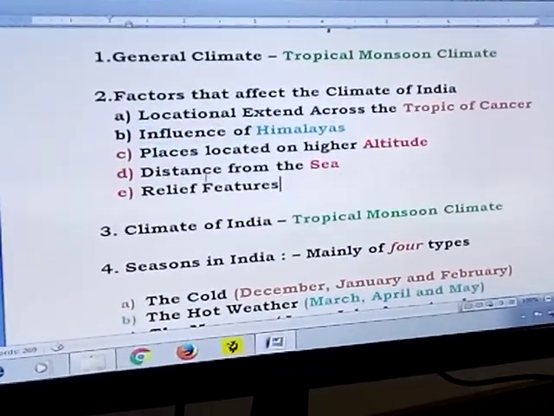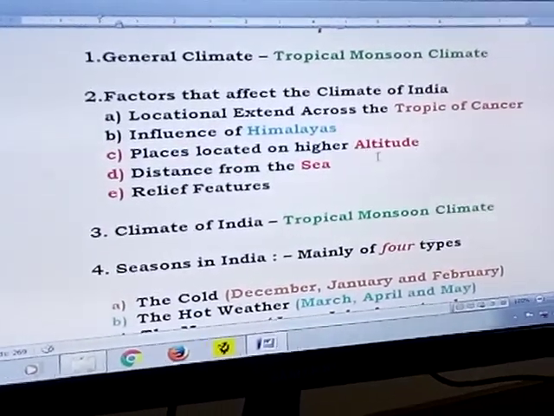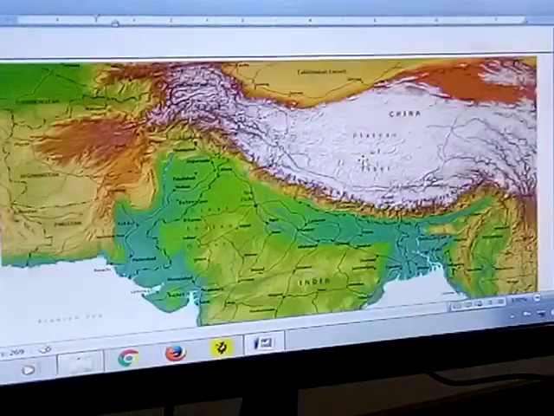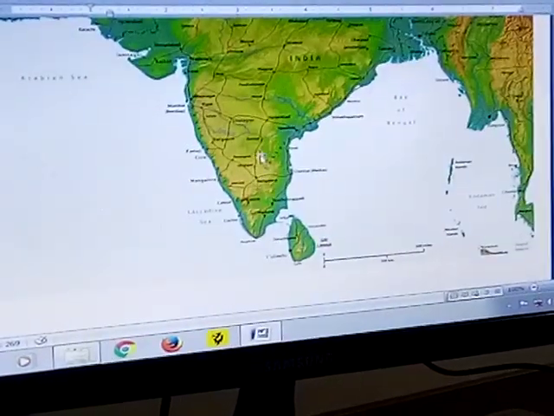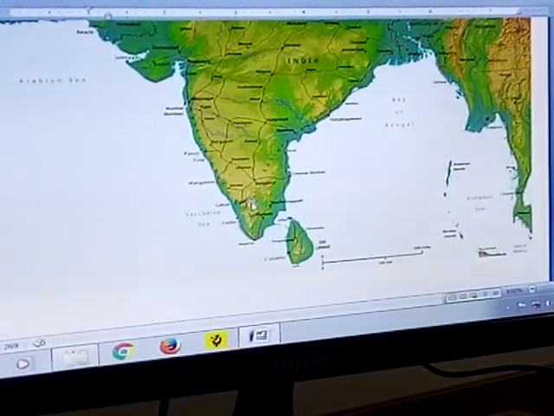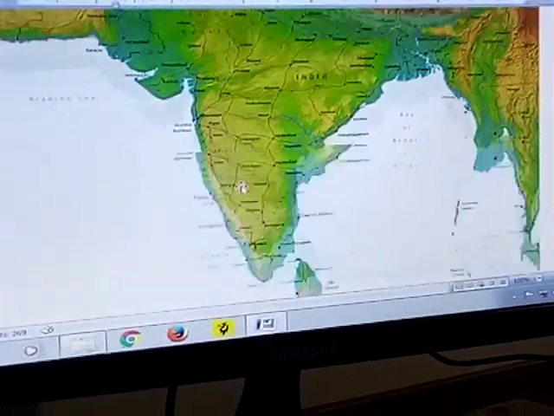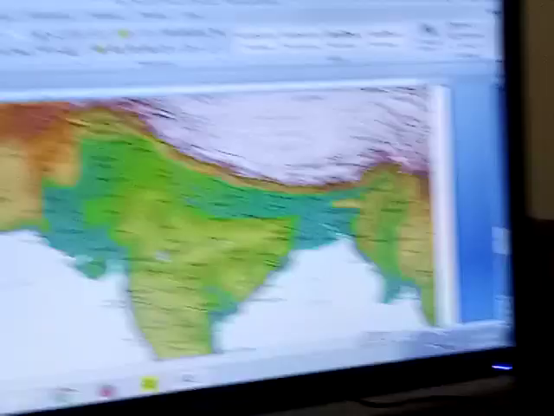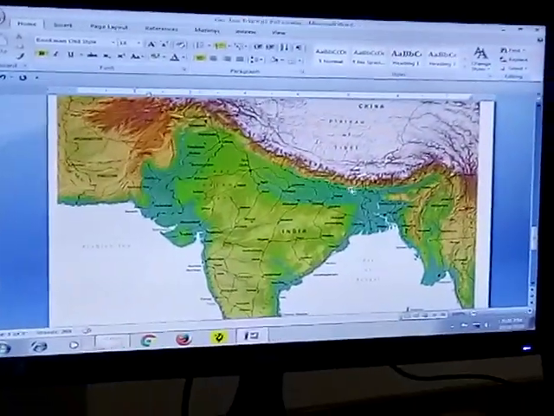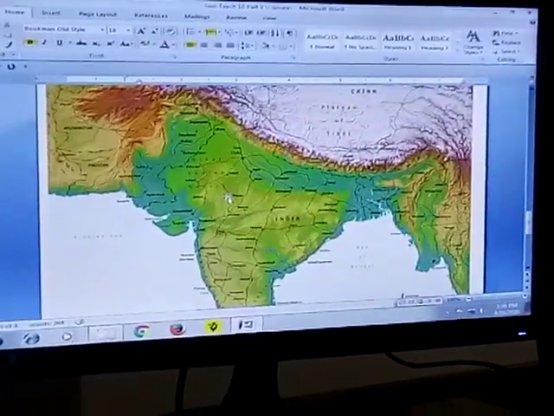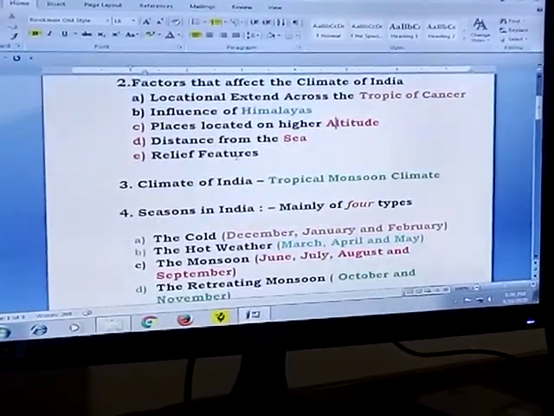Next is the places that are located at higher altitude. Again, go back to India's map. You'll find these are hilly areas, or even in South India, this area, the Nilgiris, Ooty. You have heard the name Ooty. It is a high place. Why? Normally we know that the higher the altitude, the lower the temperature. So some parts of India have high altitude, and therefore those areas will have lower temperature.